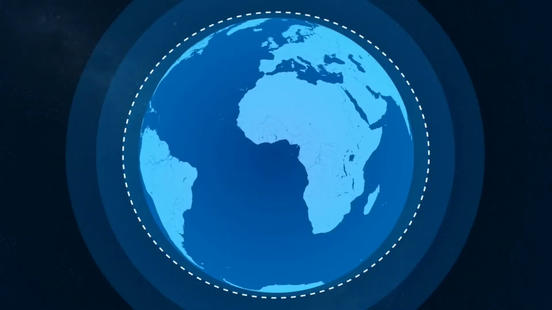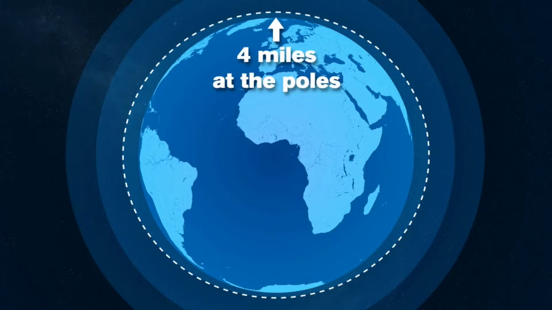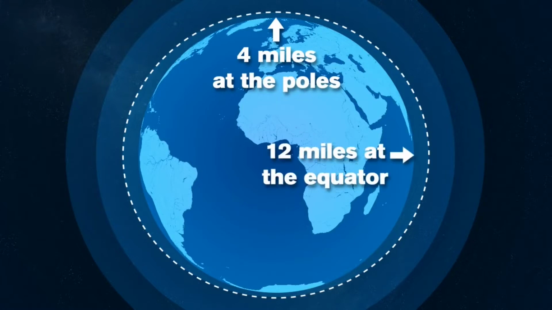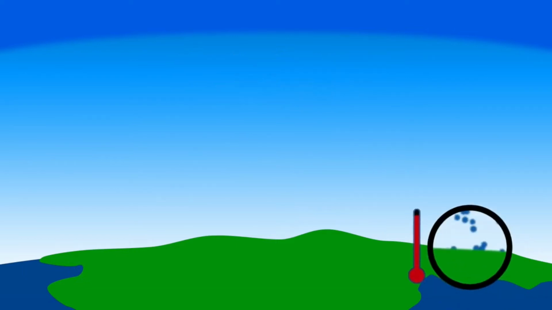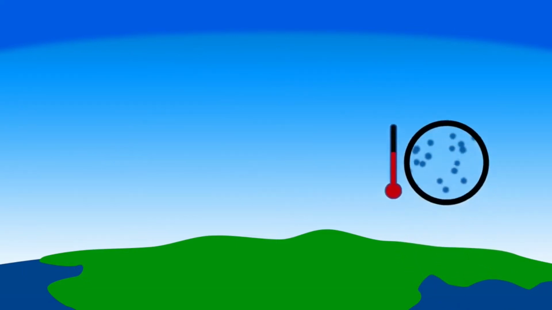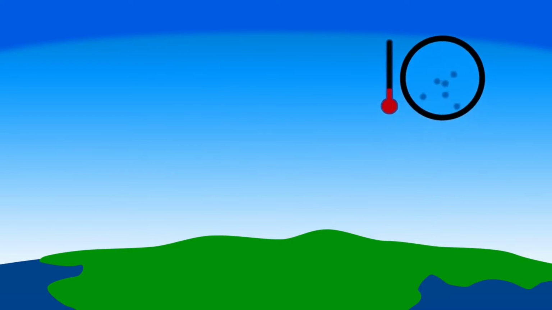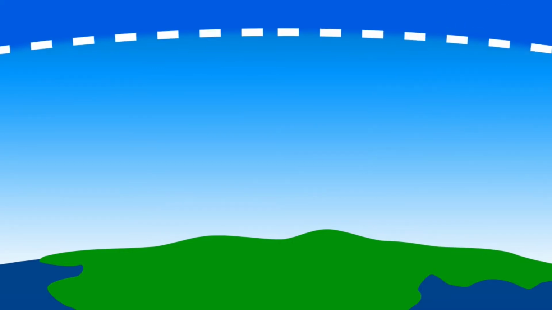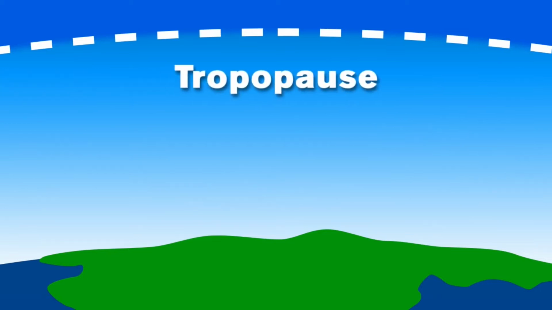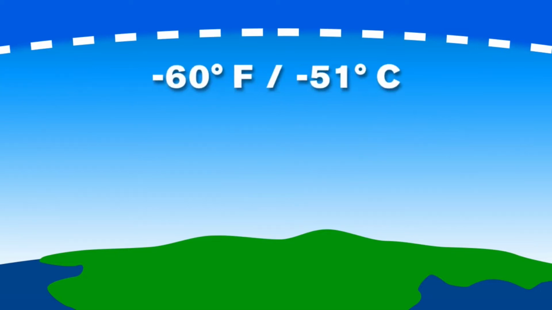The varying height gives this layer more of an egg shape, with a height of about 4 miles at the poles and closer to 12 miles at the equator. In the troposphere, density decreases with height, meaning as you go up in altitude, the temperature decreases and the air becomes thinner. Just to give you an idea of the temperature change, by the time you reach the top of the troposphere, or tropopause, the temperature will decrease to about minus 60 degrees Fahrenheit or minus 51 degrees Celsius.